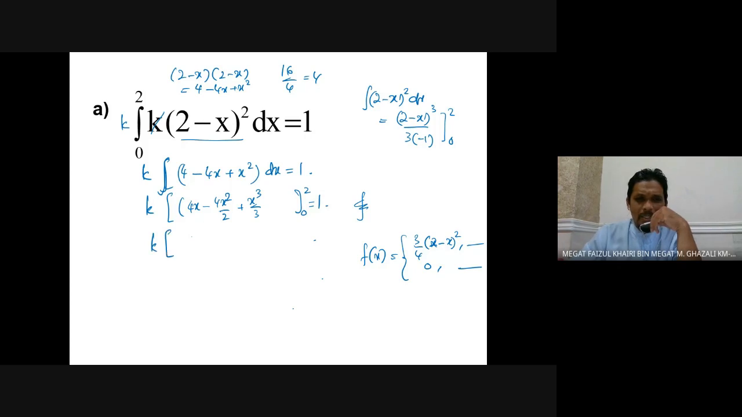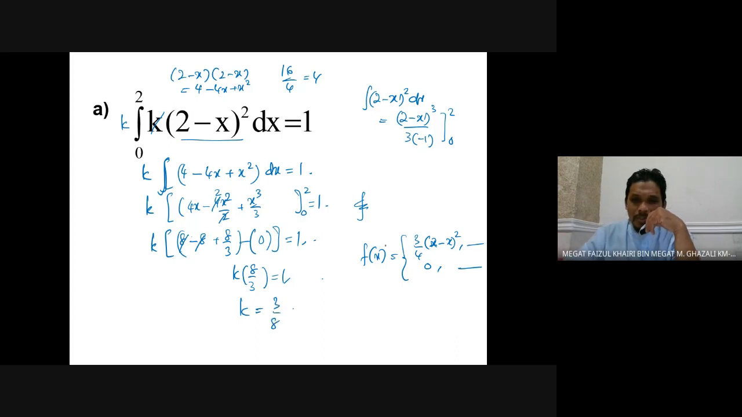Okay, so saya silap. 4x, x squared, 4x, okay. 4 times 2 equal to 8, minus 4 divided by 2, 2 squared equal to 4, times 2 equal to 8, plus 2 cubed equal to 8 over 3. And then minus the rest is 0 here. Okay, 8 minus 8 equal to 0. So k times 8 over 3 equal to 1, then k equal to 3 over 8. So this is 3 over 8, sorry.